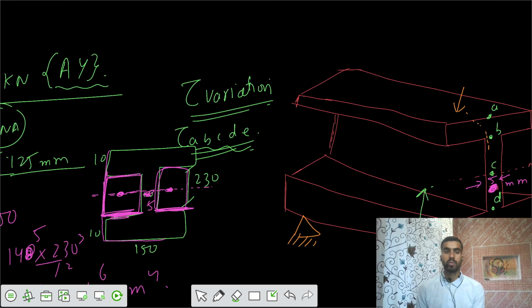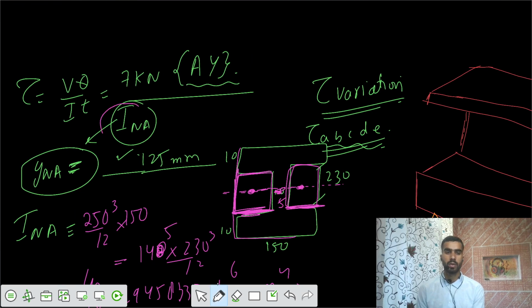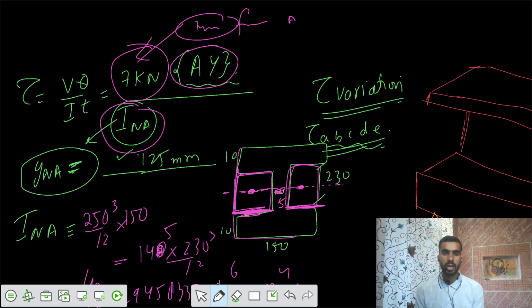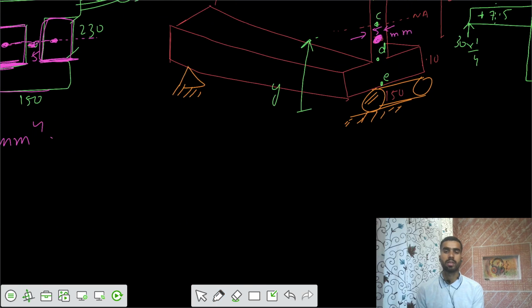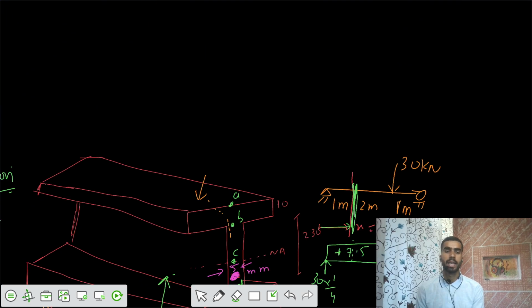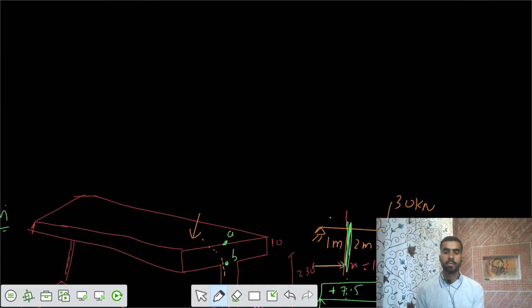Now this is fixed. Shear force is also fixed at that section at 1 meter from support A, and this value is variable for the points A, B, C, D, E, and we have width also varying at those points. So you need to solve for all those points. Let's solve for point A.